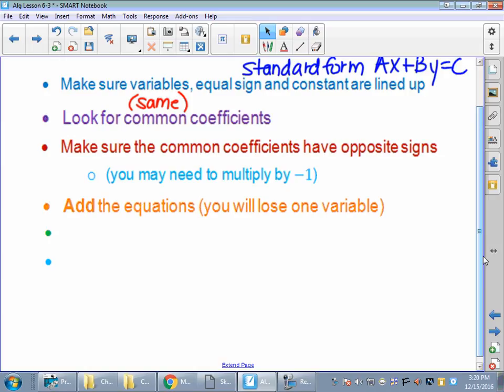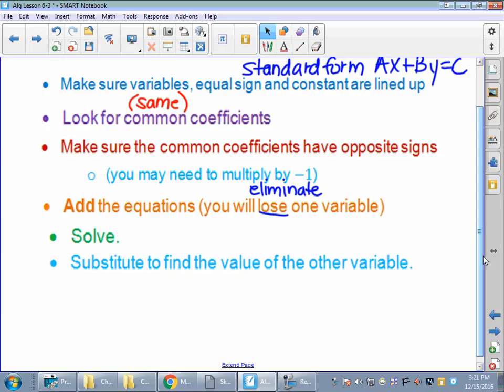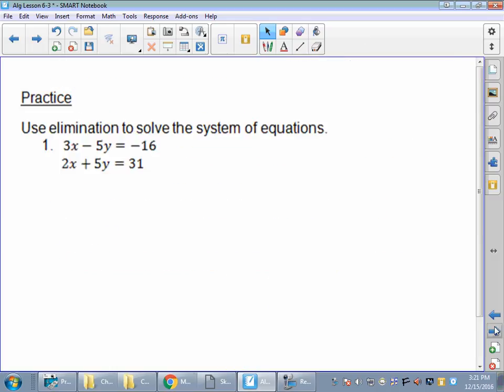Add the equations. You will lose, or eliminate, one variable. That's why it's called elimination. It goes away completely. You'll go ahead and solve a pretty easy equation to finish off and then use substitution to find the other variable, because remember, your answer is an ordered pair x comma y. Right? So it's all about lining everything up and looking at those coefficients, those numbers out in front of the variables. So let's start with this one.